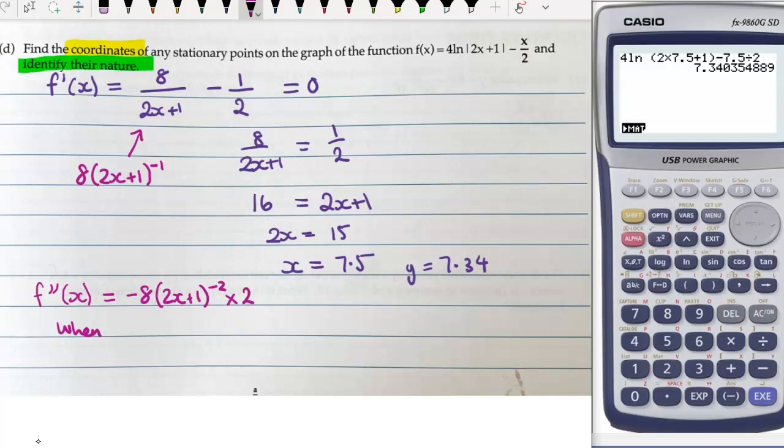So when x is equal to 7.5, f double dash of x will be, if we do 2 times 7.5 and add 1, it's going to be 16. So it'll be minus 8 times 2, there is a minus 16, over 16 squared. Now that is going to be a negative number. That's all we need to worry about at this point. And because it's negative, it makes it a maximum.